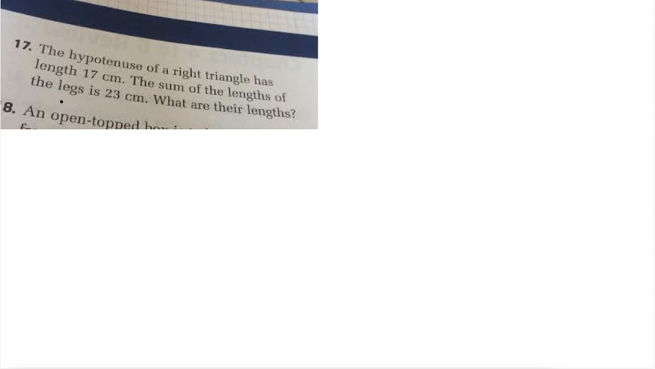Here's a good problem. That's probably like a level 5 or 6. So the hypotenuse of a rectangle is 17. The sum of the lengths is 23. What are their lengths? So first I'm going to draw a picture, of course.